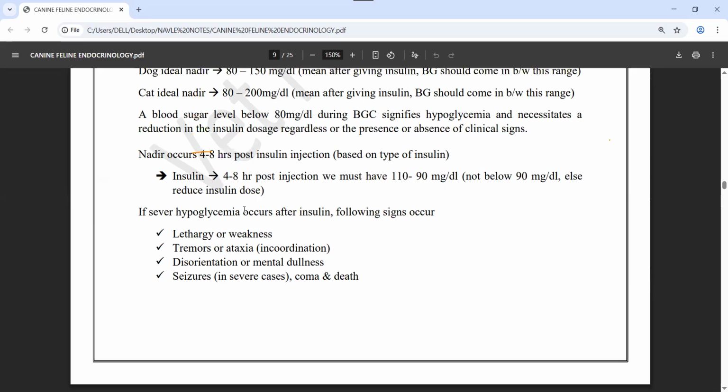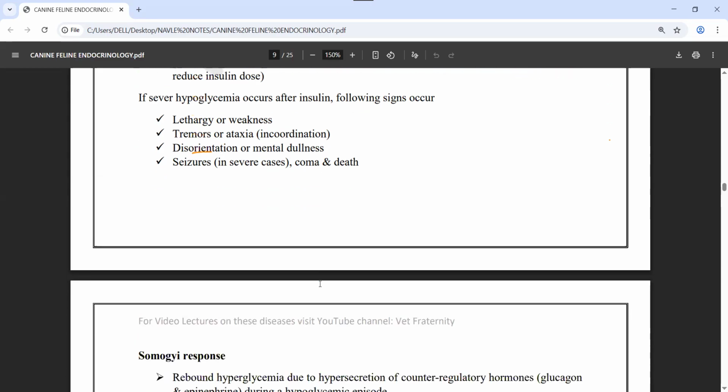If severe hypoglycemia happens after insulin, what are going to be the signs? The signs are lethargy or weakness, tremors or ataxia, that is incoordination, disorientation or mental dullness, seizures in severe cases, coma, and death. All of these signs indicate severe hypoglycemia that is happening.